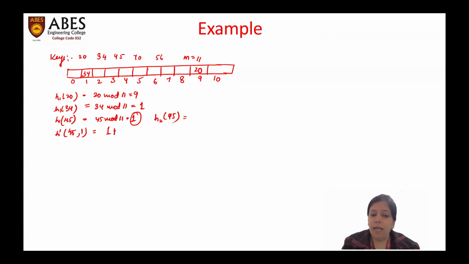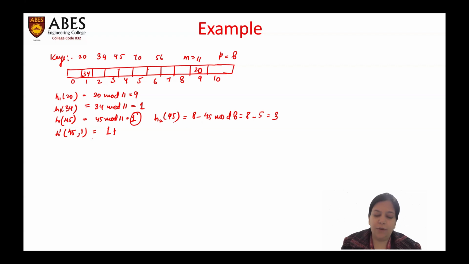So suppose for calculating the h2 function, the value of p is taken as 8. So this will be represented by 8 minus 45 mod 8, as by definition, the value of h2(k) was given by p minus k mod p. So this will give us 8 minus 45 mod 8, which is 5. So this becomes 3, right?